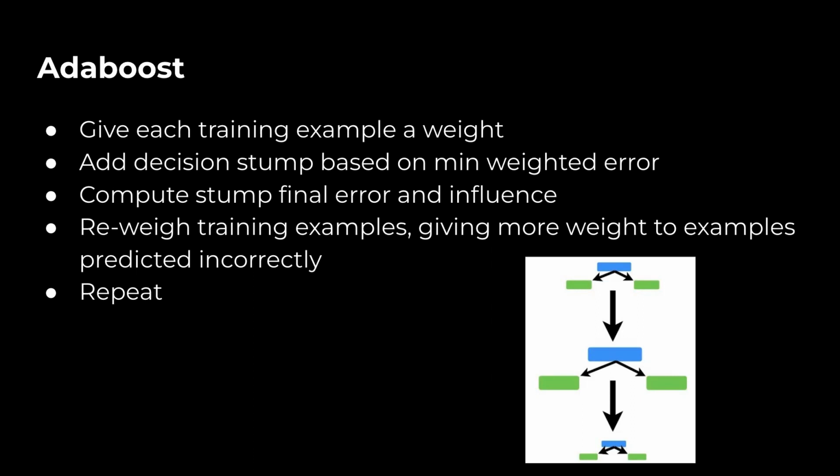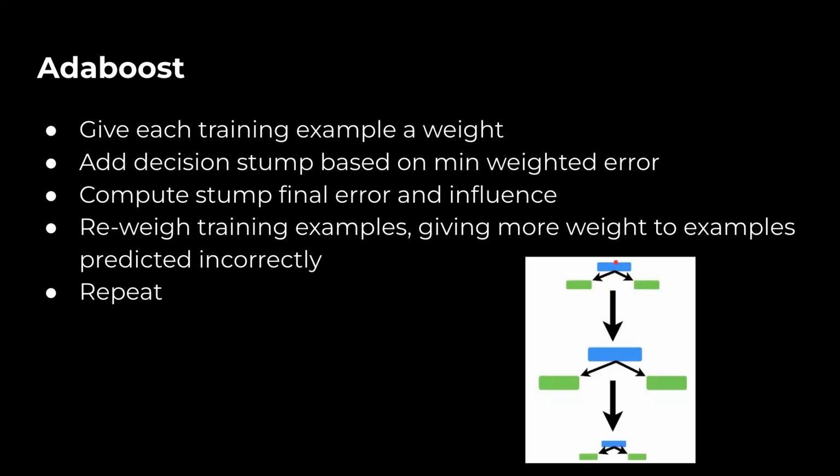The second step is adding a decision stump based on minimum weighted error. Here I say decision stump instead of decision tree because Adaboost only uses stumps. What a stump is, you can see here, it has one node which has two leaves. So it's literally like if height is greater than 50, yes, otherwise no. It doesn't get more complex than that. Adaboost only uses decision stumps.